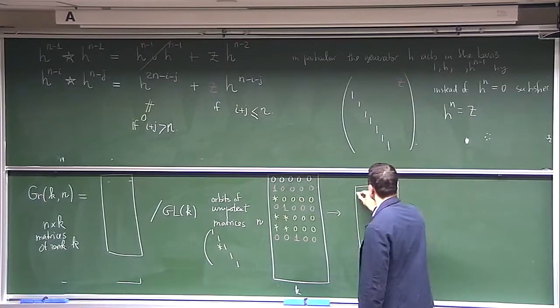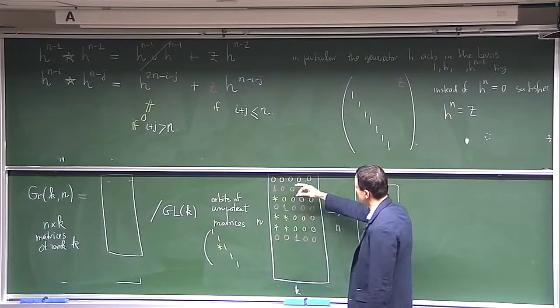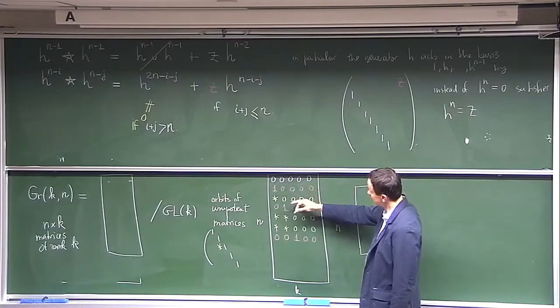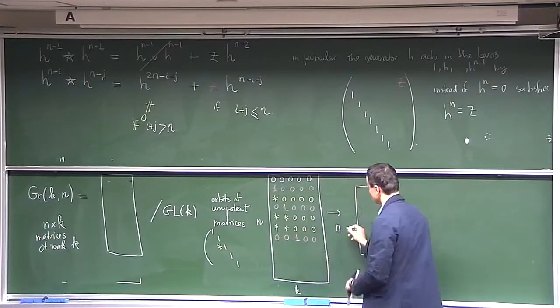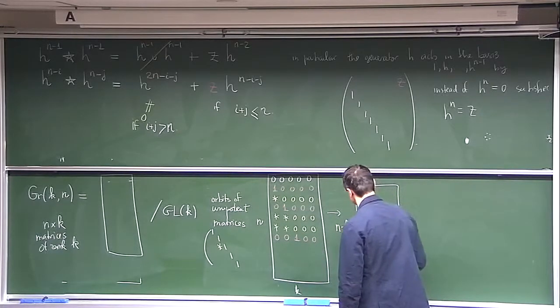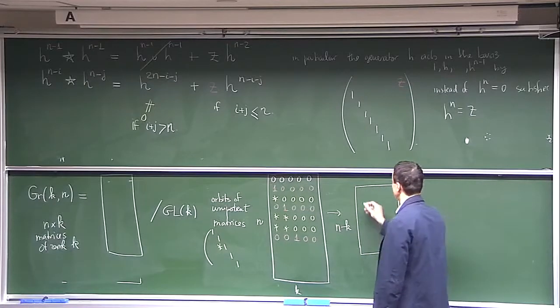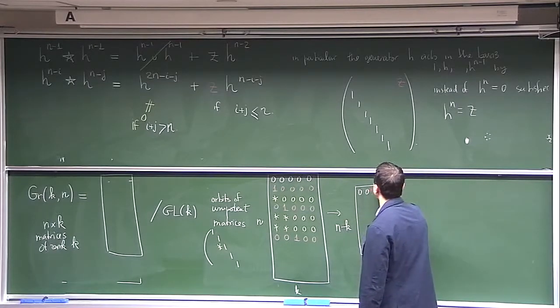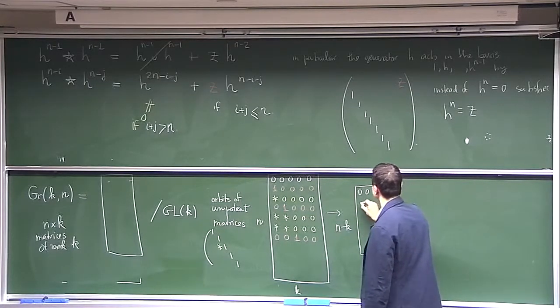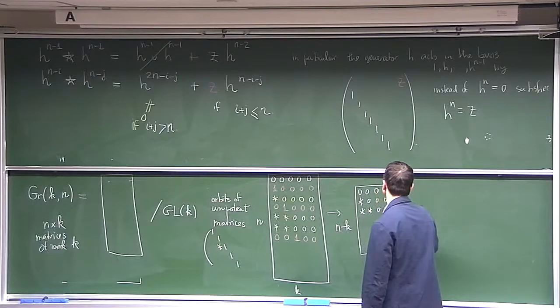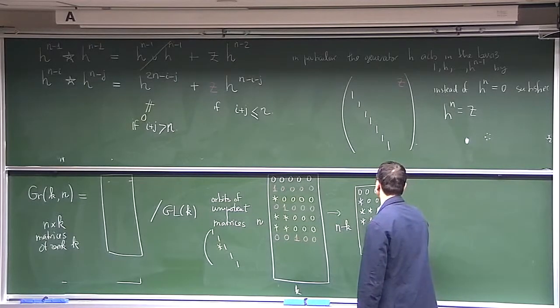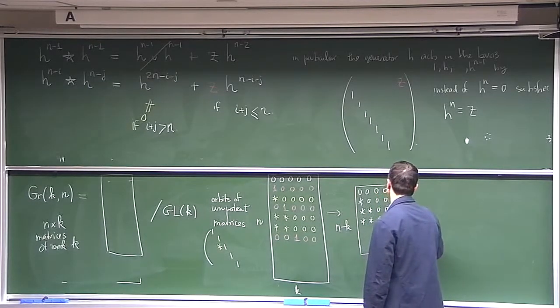So this would be n. Exactly the red rows give me a basis of a k-dimensional space, so this will be an n minus k by k picture. That will look like 0, 0, 0, 0, now a star, 0, 0, 0, 2 stars, 0, 0, 0, etc.